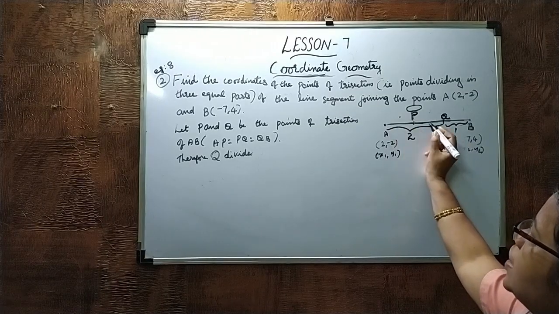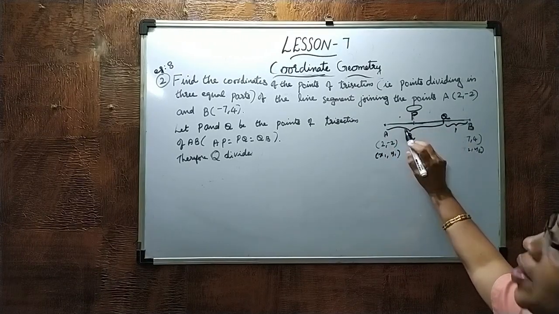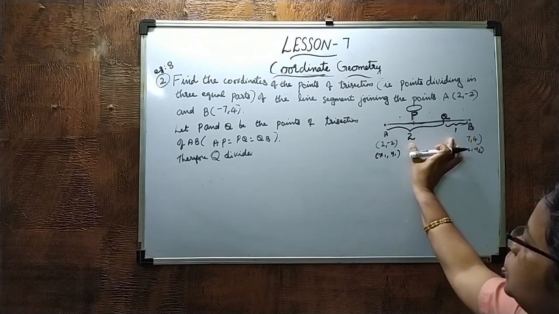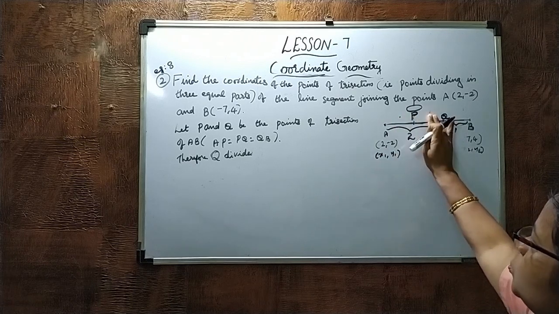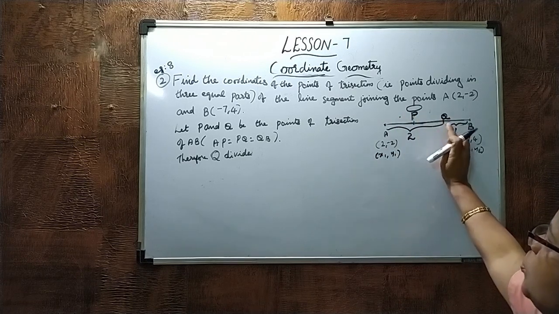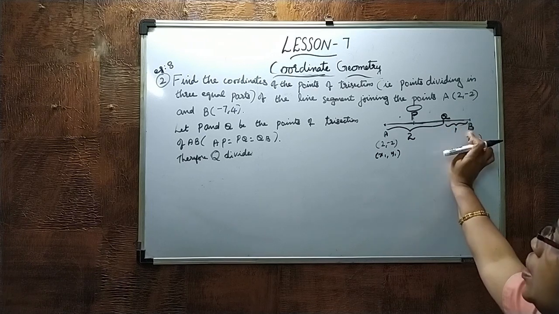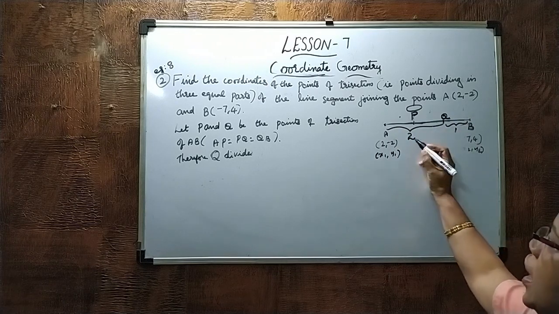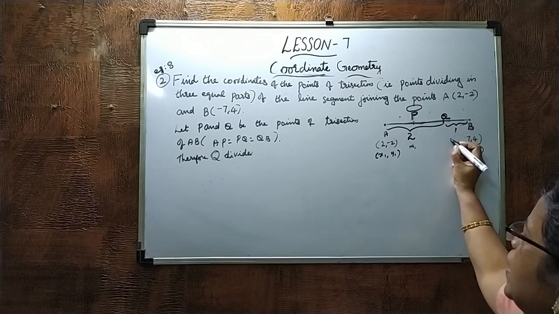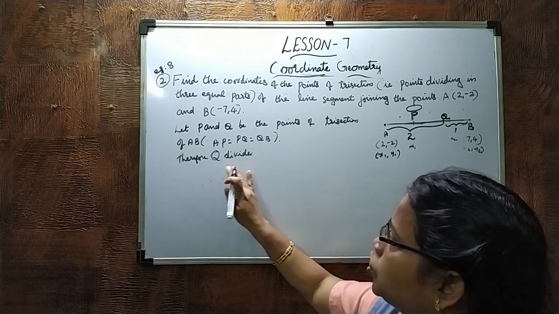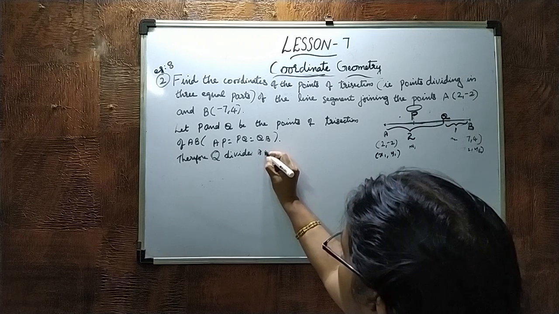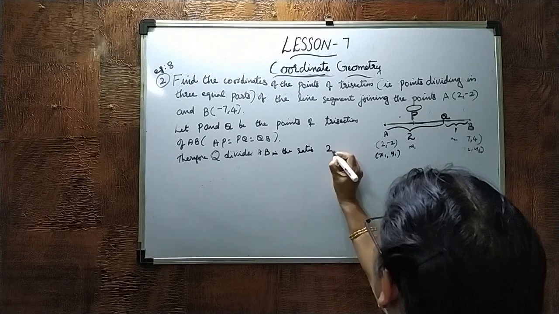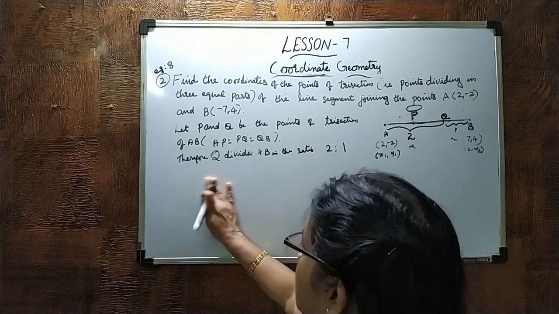Here look, 2 parts are there for AQ, then for QB it is only 1 part. So 2 is to 1. So Q divides AB into 2 is to 1. That means m1 is 2 and m2 is 1. Therefore Q divides AB in the ratio 2 is to 1. Now we have to apply the formula.